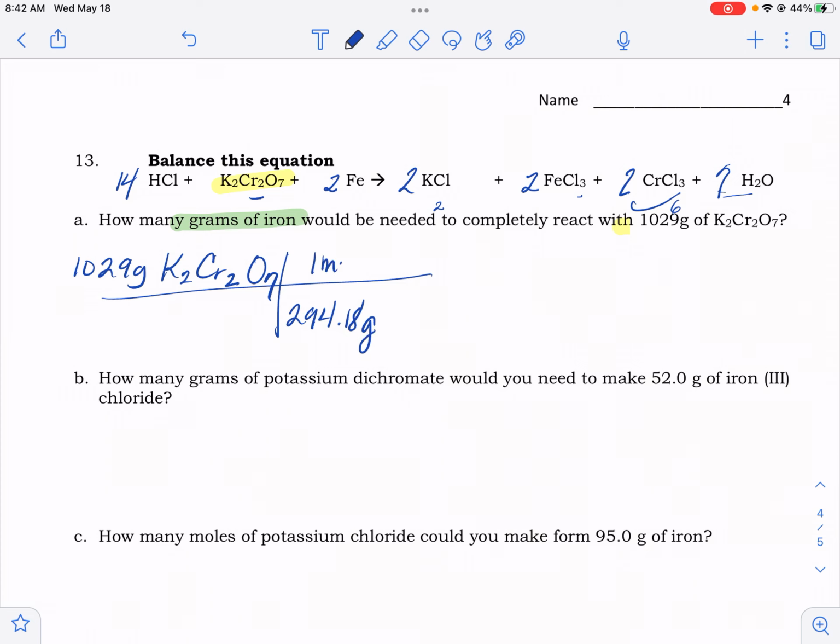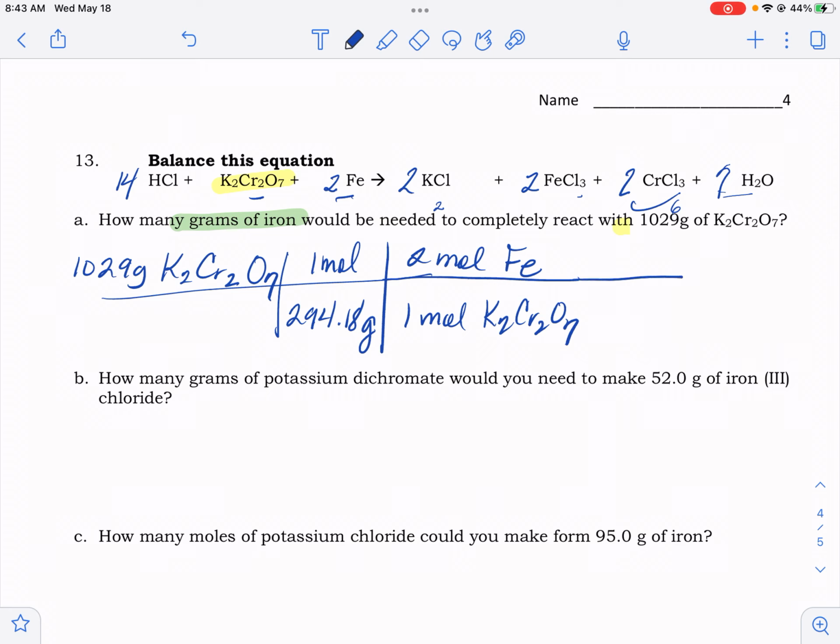Grams in 1 mole. I have 1 mole of potassium dichromate reacting, and I'm solving for grams of iron. So I'm going to use 2 moles of iron for every 1 mole of potassium dichromate. And then I have to change it back to grams. 55.85 grams divided by 1 mole. And that would be how to solve that.